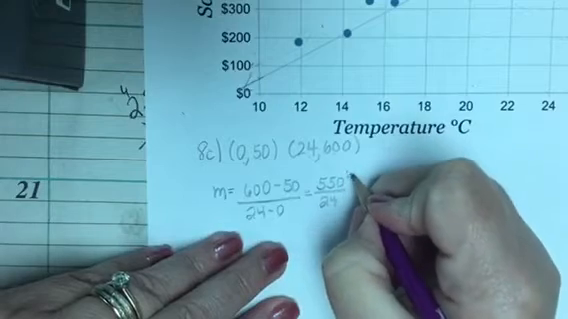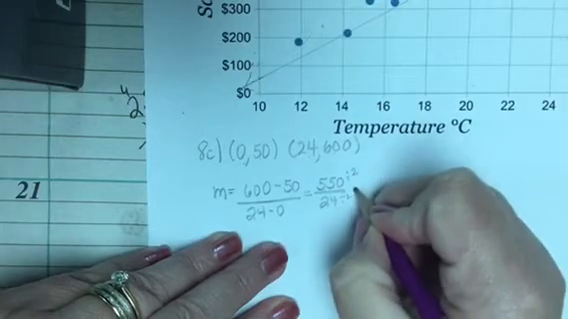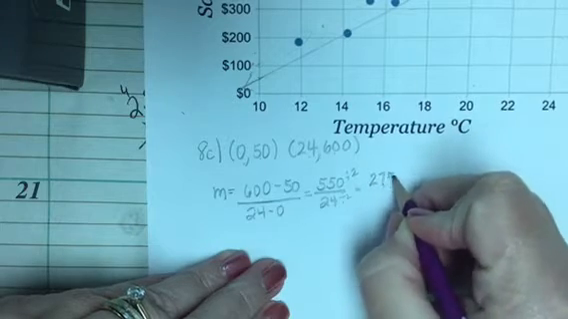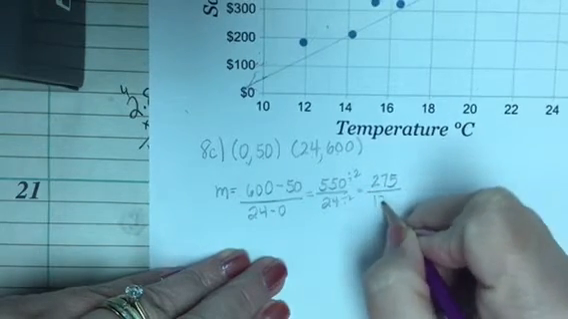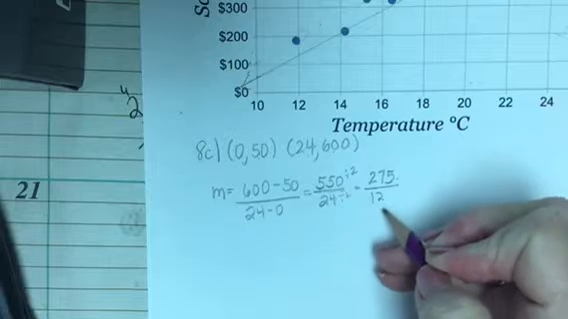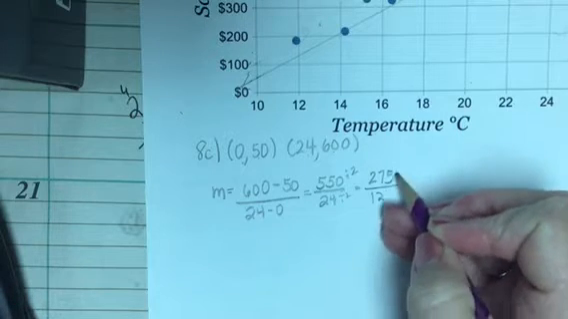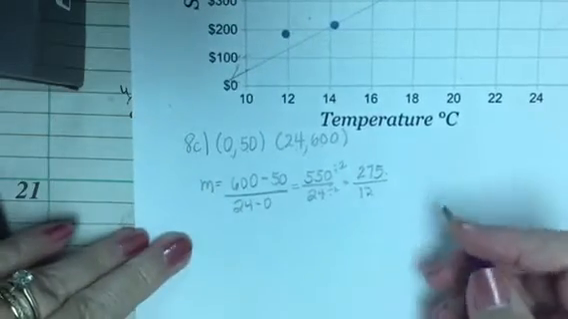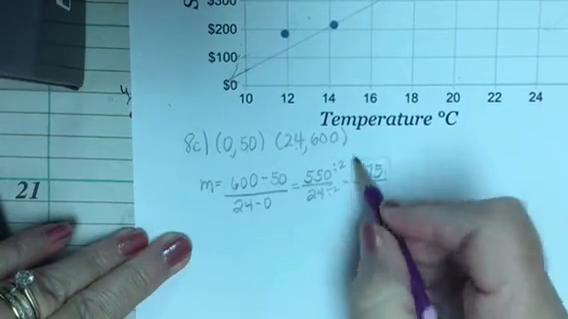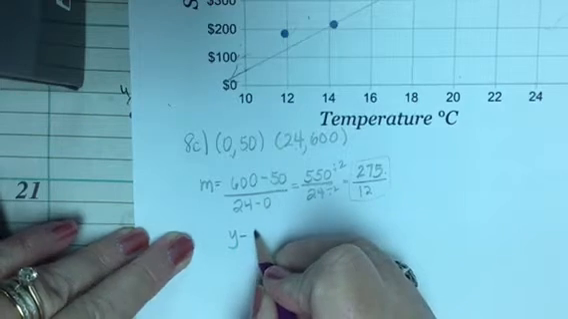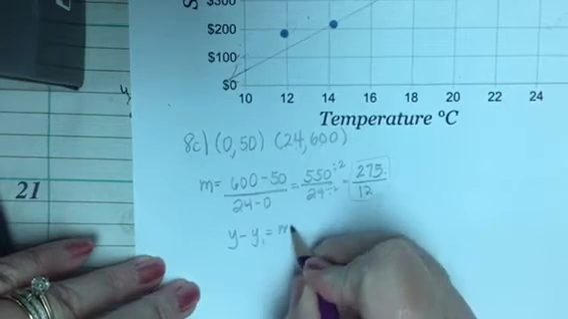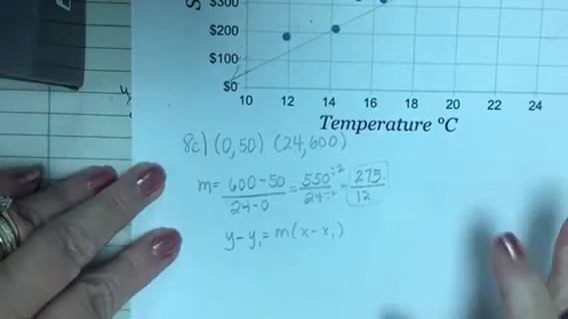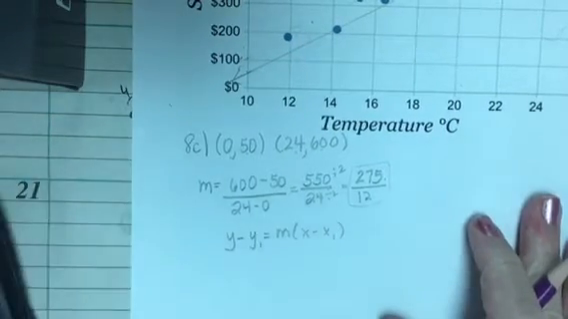They're even, so I'm going to divide them by 2. So that is 275, I think, over 12. This is 25 times 11, and neither 25 nor 11 would be factors of 12, so that's as low as I can go. So then I'm going to use this for my slope: y minus y1 equals m times x minus x1.